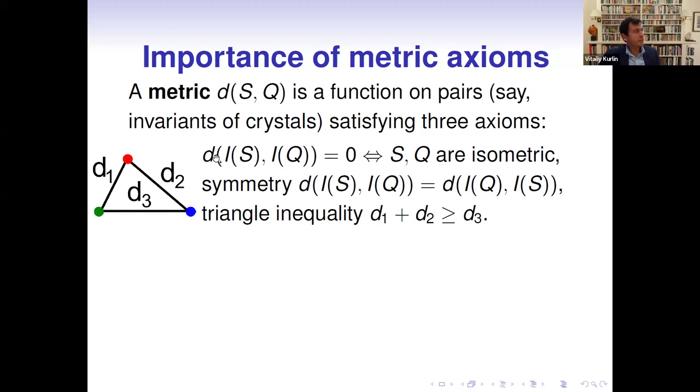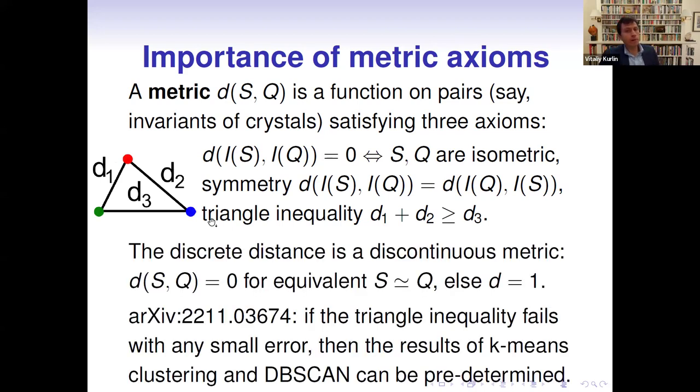The first, the coincidence axiom, says that the distance is zero only if our objects are the same. More formally, I should have written here that I of S equals I of Q, but informally, I assume that I is now our complete invariant, so S and Q are isometric. Symmetry is when we simply swap our objects, and the triangle inequality is hopefully familiar from school geometry. When we have three objects, the sum of two shorter sides should not be shorter than the longer side.